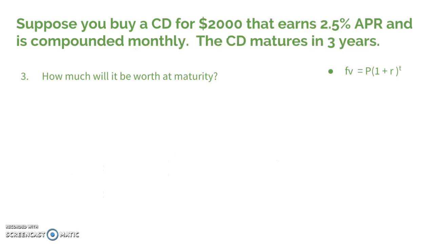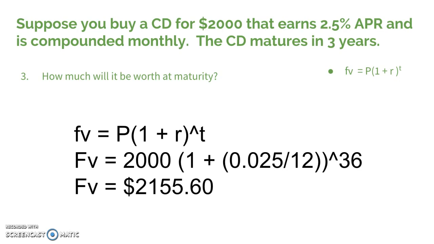Alrighty. Try another one. Suppose you buy a CD for $2,000. It earns 2.5% APR, but it is compounded monthly. The CD matures in 3 years. How much will it be worth? Take a moment, answer the question. All right, here is the answer. It will be worth $2,155.60. Hopefully you got that answer as well. Notice you're dividing by 12 there since it is being compounded monthly this time.